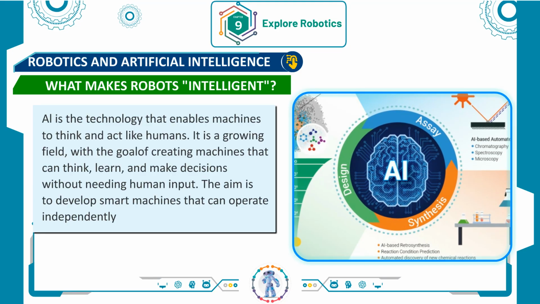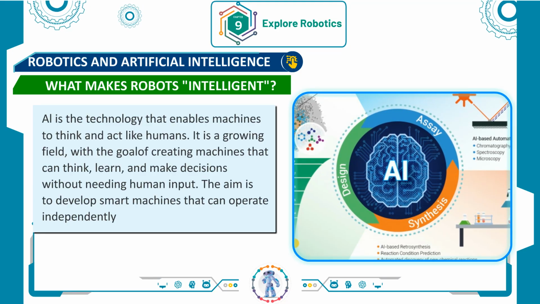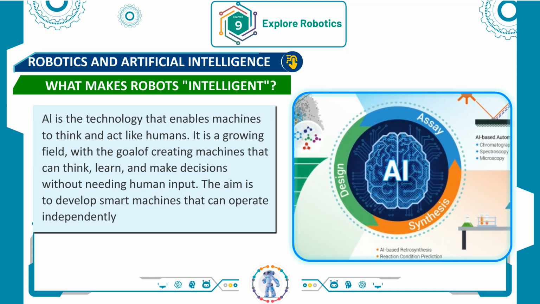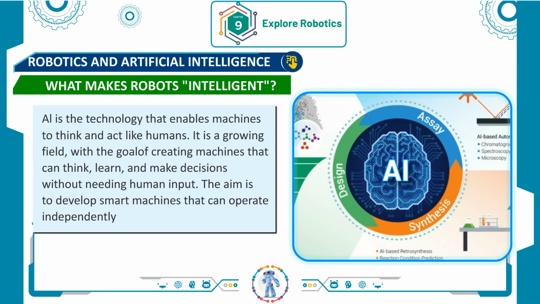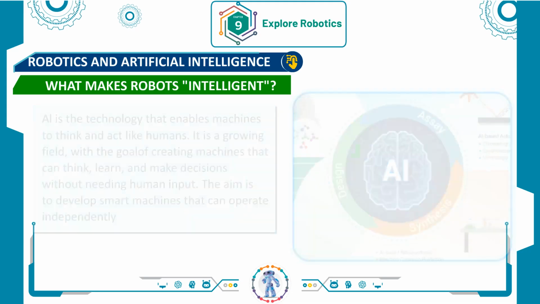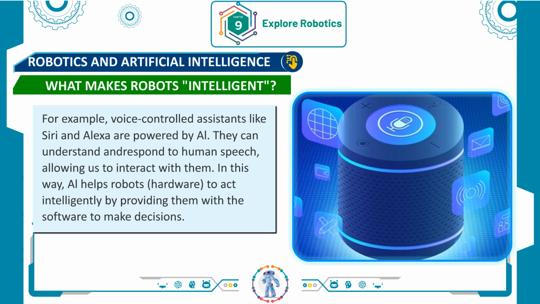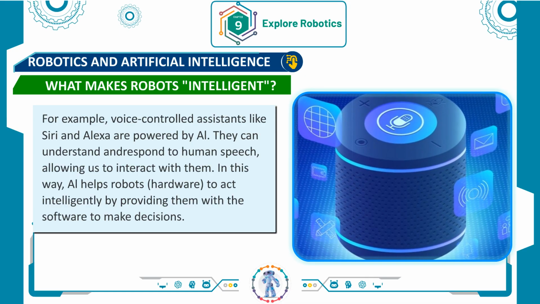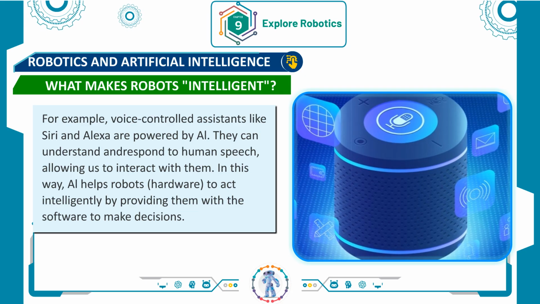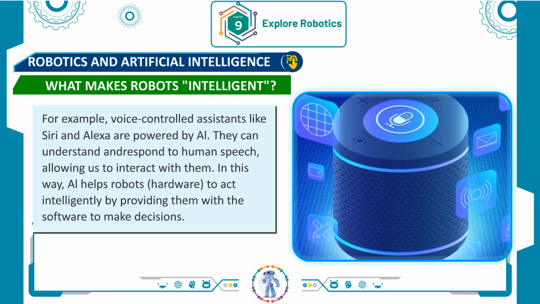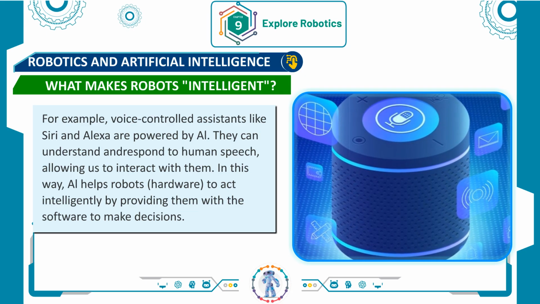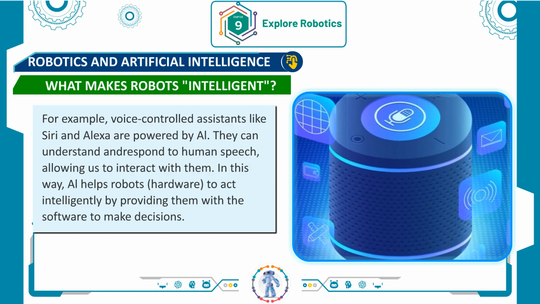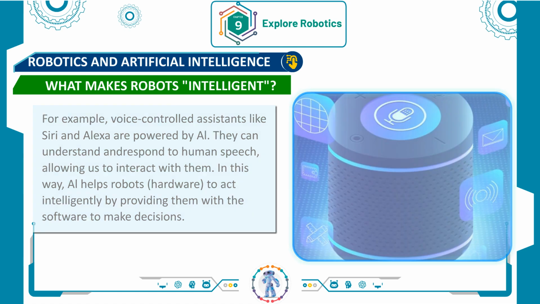It is a growing field, with the goal of creating machines that can think, learn, and make decisions without needing human input. The aim is to develop smart machines that can operate independently. For example, voice-controlled assistants like Siri and Alexa are powered by AI. They can understand and respond to human speech, allowing us to interact with them. In this way, AI helps robots' hardware to act intelligently by providing them with the software to make decisions.